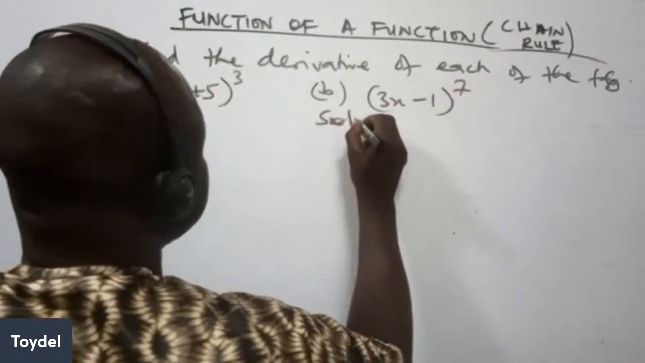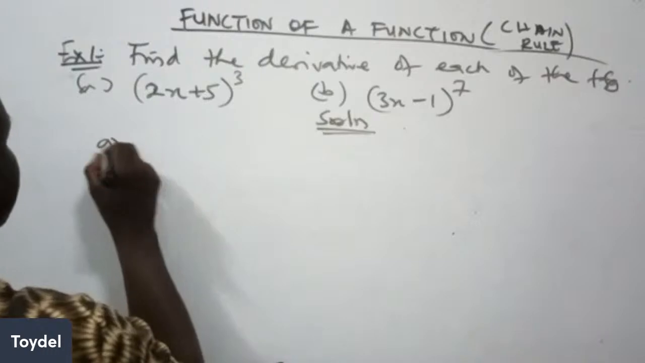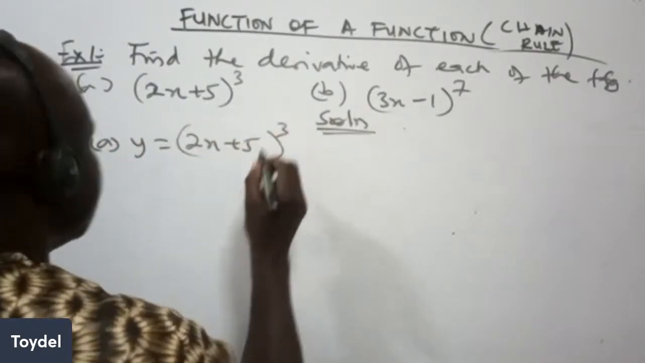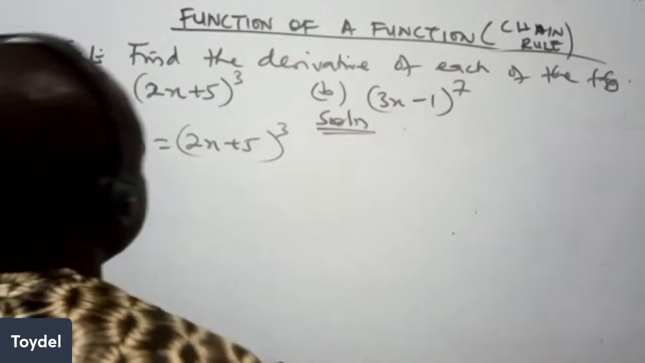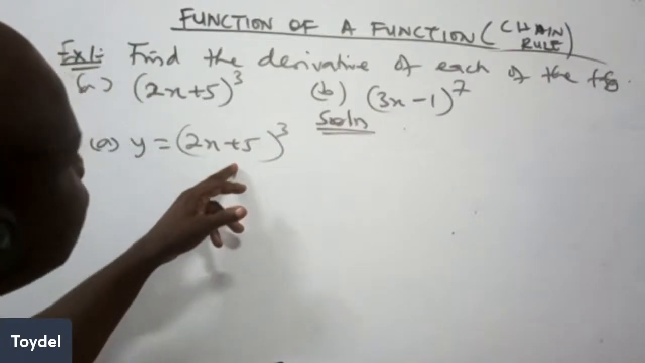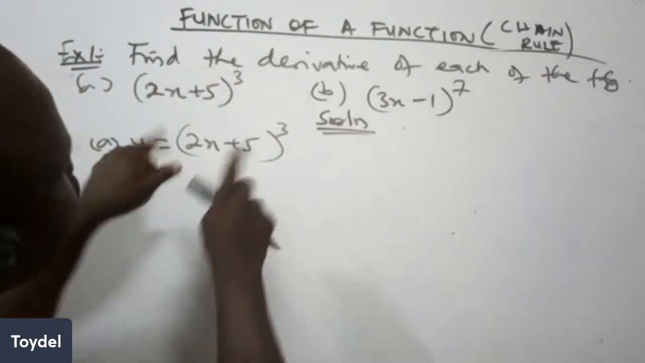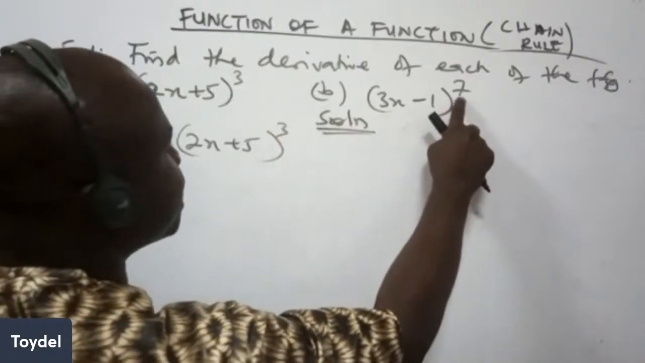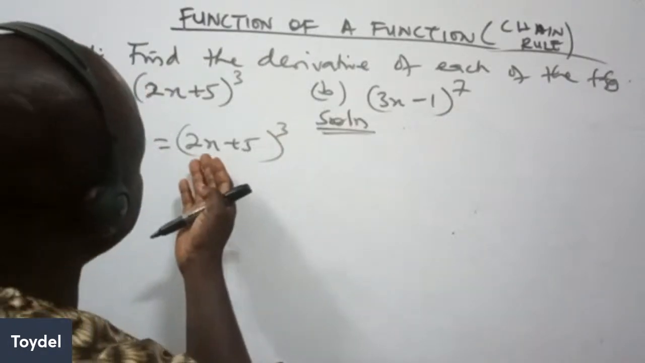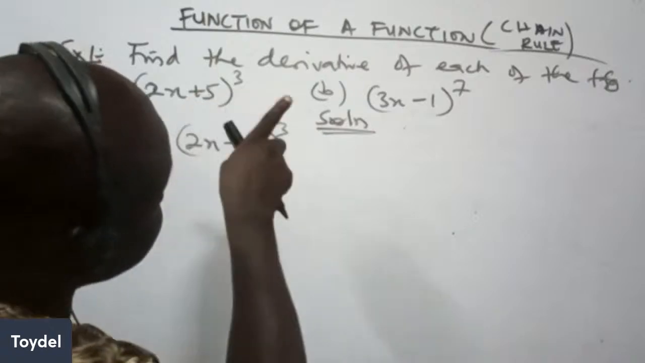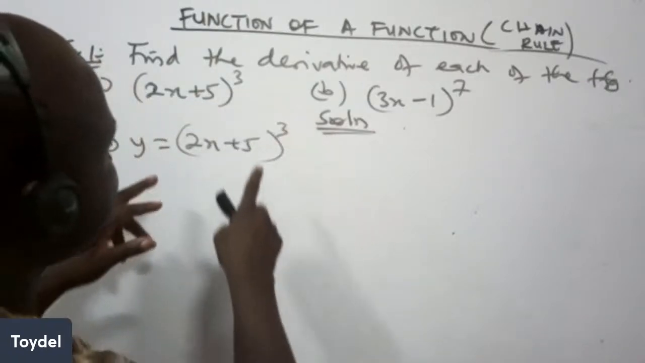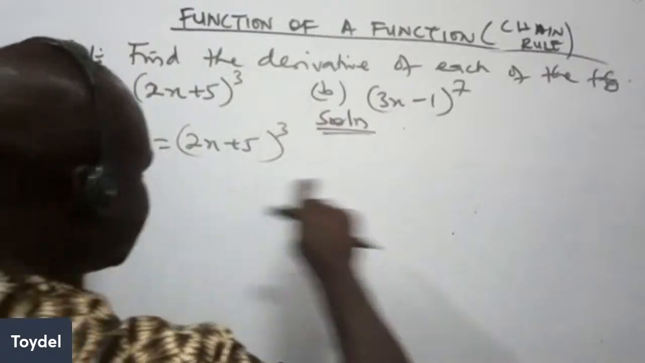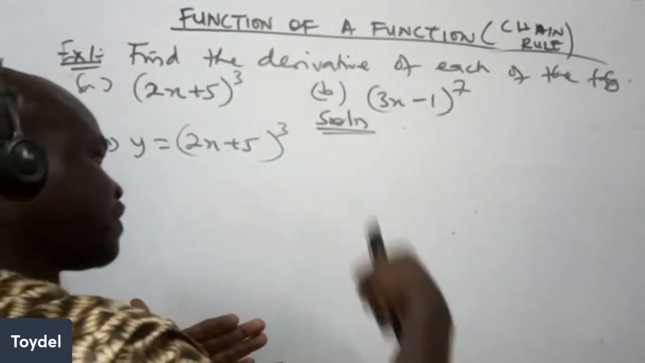So this is what I'm trying to say. If you have a function y equal to (2x + 5) raised to power 3, in this case it's still a polynomial function, but this function is raised to a power of something. In this case it's raised to power 3, and in this case it's raised to power 7. If I want to differentiate this without the knowledge of function of a function or chain rule, what I would need to do is first expand everything, before I then differentiate one after the other.